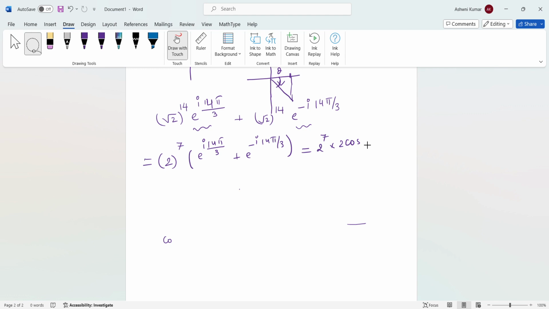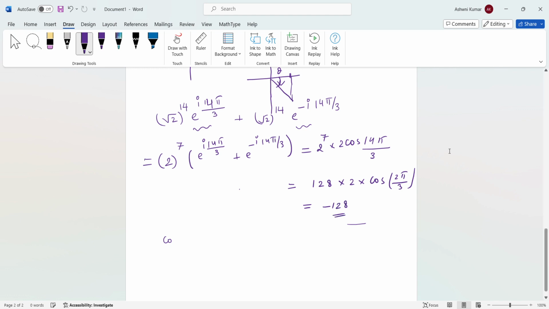And we just saw the value of cos 14 pi by 3. So we can write from here, it will come out to be 128 into 2 into cos of 2 pi by 3, and this can be further simplified as minus 128. So this is the answer for this particular question.